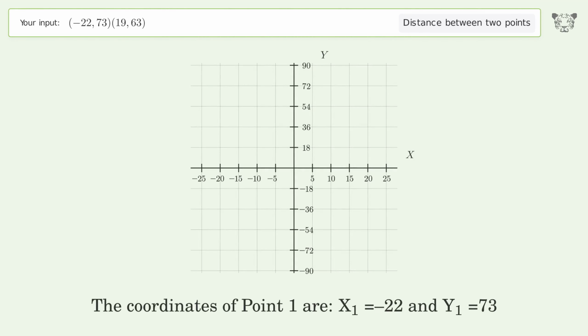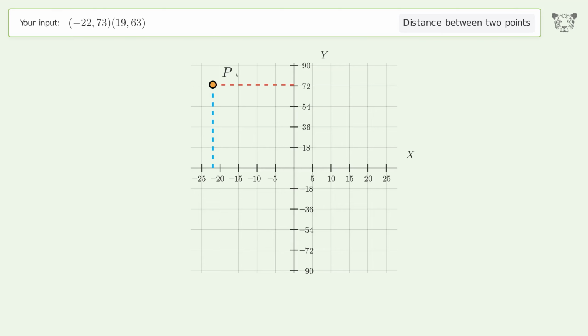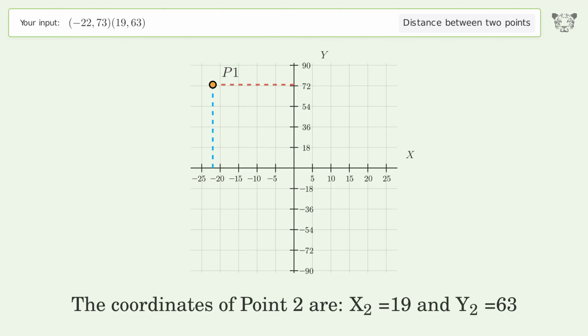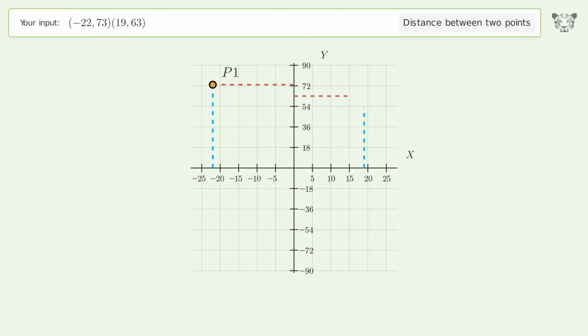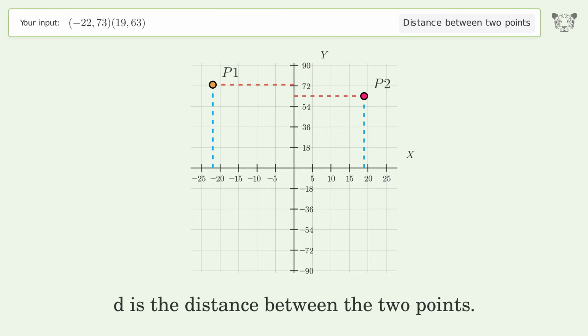The coordinates of point 1 are x1 equals -22 and y1 equals 73. The coordinates of point 2 are x2 equals 19 and y2 equals 63. D is the distance between the 2 points.